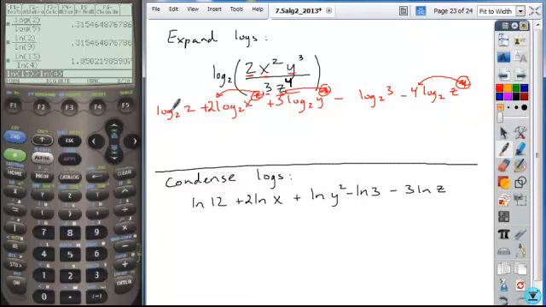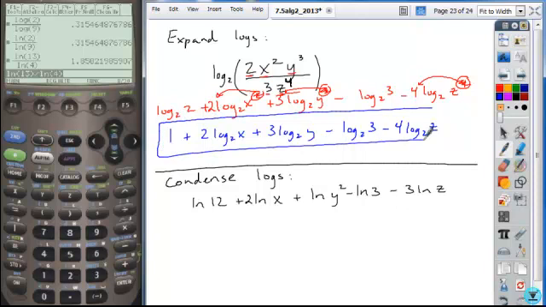Well, here's a case where I have log base 2 of 2. Anytime the base of my log and the number in my log are exactly the same, it has a value of 1. So I can replace that with a 1 plus 2 log base 2 of x plus 3 log base 2 of y minus log base 2 of 3. There's no simplifying that can occur there. Minus 4 log base 2 of z. And so this would be my expanded form.